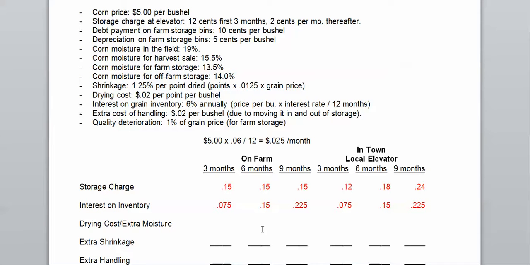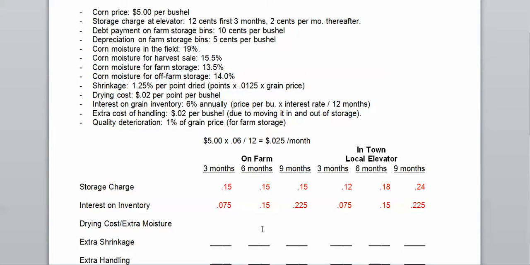Drying costs for extra moisture. If we sell our corn in town right out of the field, we are required to dry it to 15.5% moisture. This is the common moisture level at which grain is traded. If we're going to store it at home, we need to dry it further so that it keeps in the grain bin. We do not have spoilage.